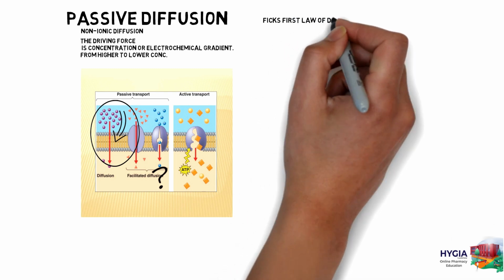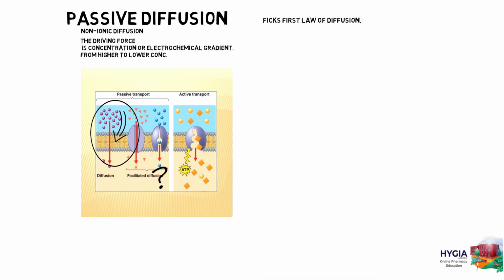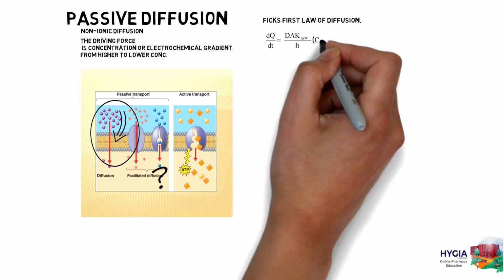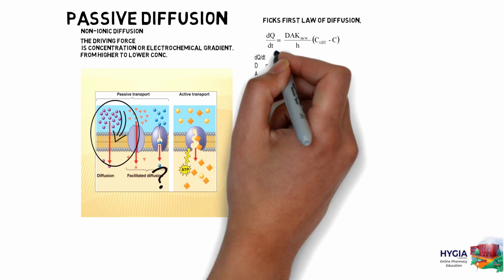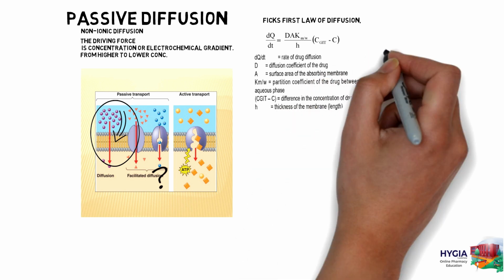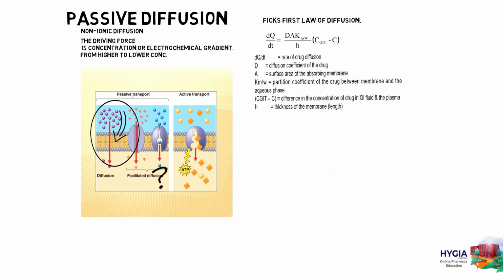Fick's first law of diffusion states that the drug will diffuse from the region of higher concentration to the region of lower concentration until equilibrium is achieved. The mathematical expression you can see on your screen states that dC/dt, the rate of drug diffusion, is directly proportional to the surface area A, the partition coefficient Km/W, and C_GIT minus C. This C_GIT minus C is the difference in concentration gradient between GIT and plasma.